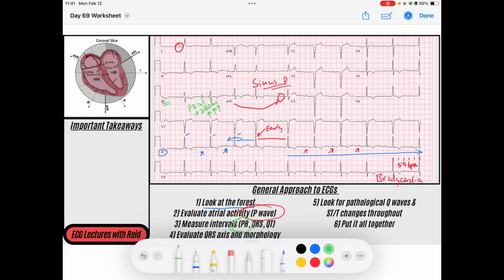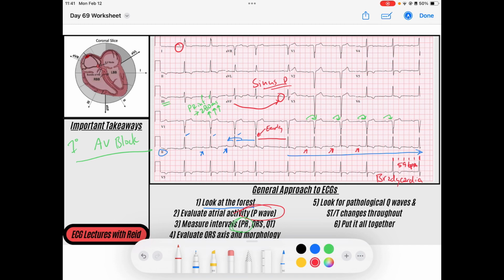And if you notice here, we need to figure out, does every P have a QRS, right? Because at this point we know there is some type of AV block. It's our job to figure out what kind it is. And if you notice, every P wave conducts to a QRS with the same prolonged PR interval. And because of that, this is a first degree AV block. So we figured out how the AV node's doing.